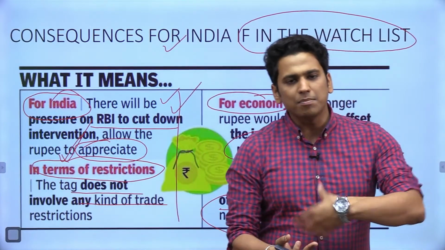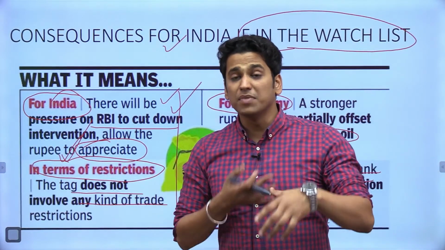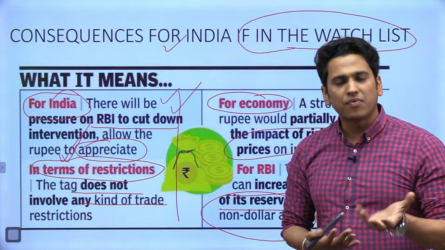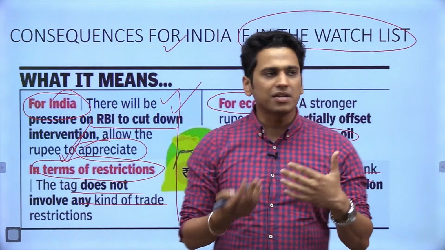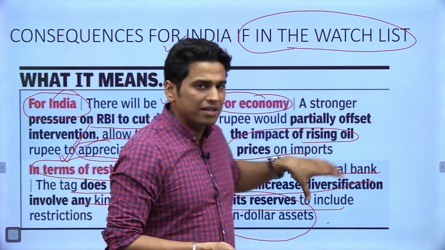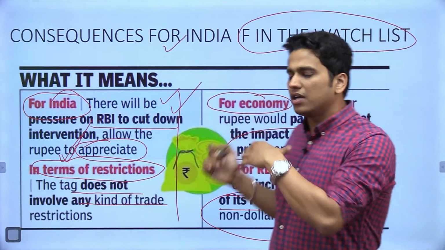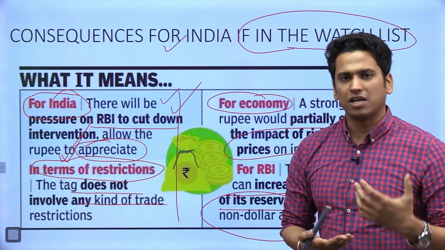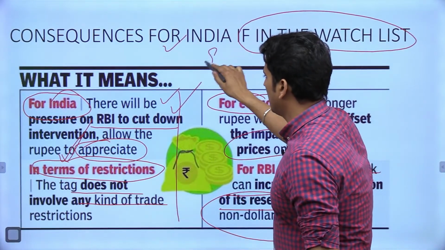Now these are the implications if a country is in the watch list, what it means and what it can do and what could be the serious complications for India. Now if India is appreciating its rupee, then obviously it could have the impact that oil prices could become cheap for them. So these are the things that you guys need to know while you are preparing for any topic. Let's say you need to know the significance and the implications. These two words are very, very important.